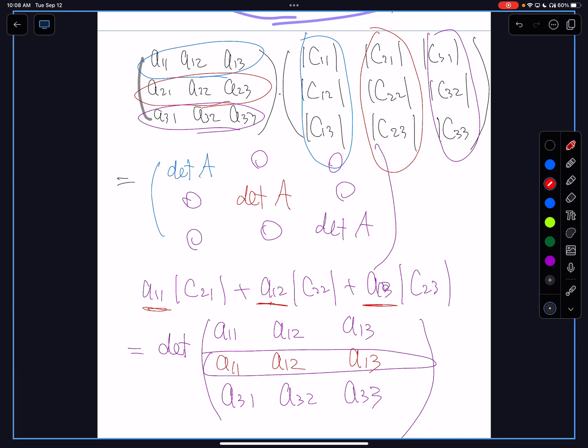How do I know that this determinant is 0? The rows are the same. So why does it imply that the determinant is 0?